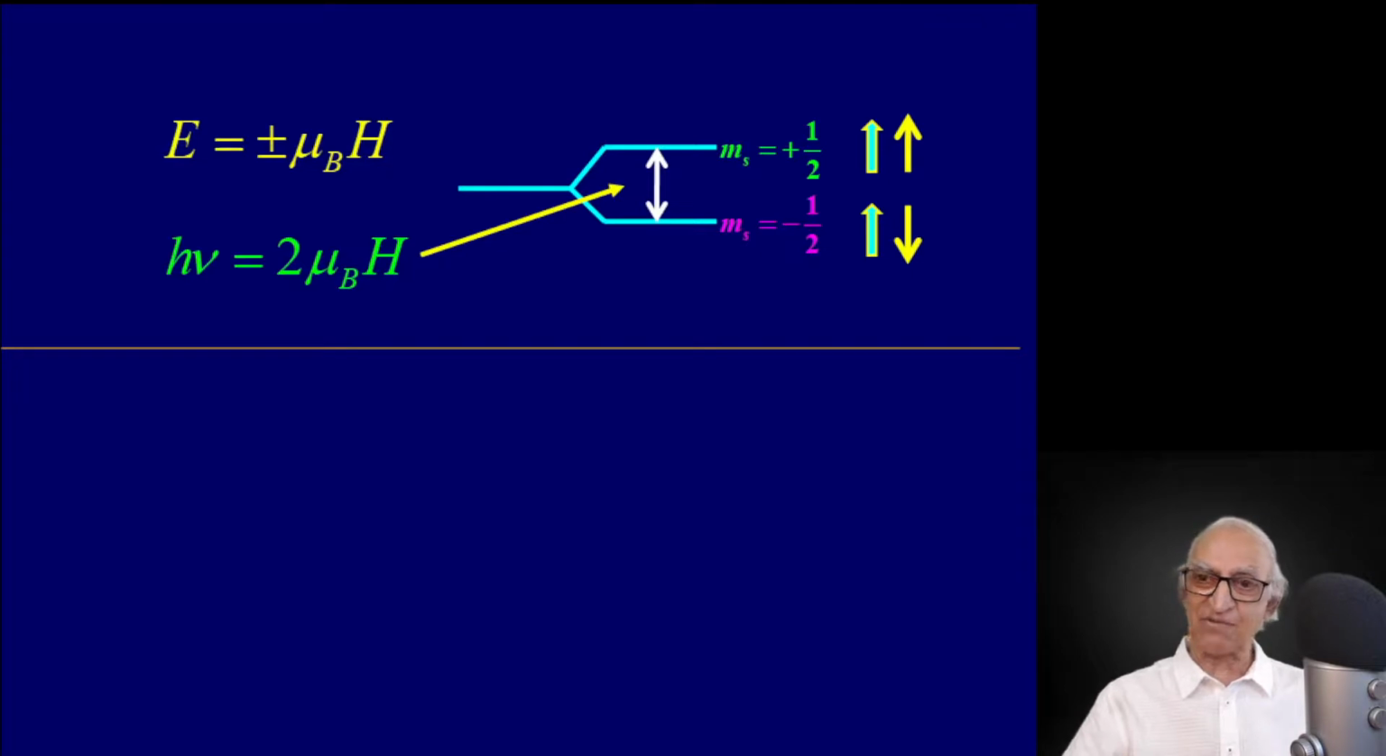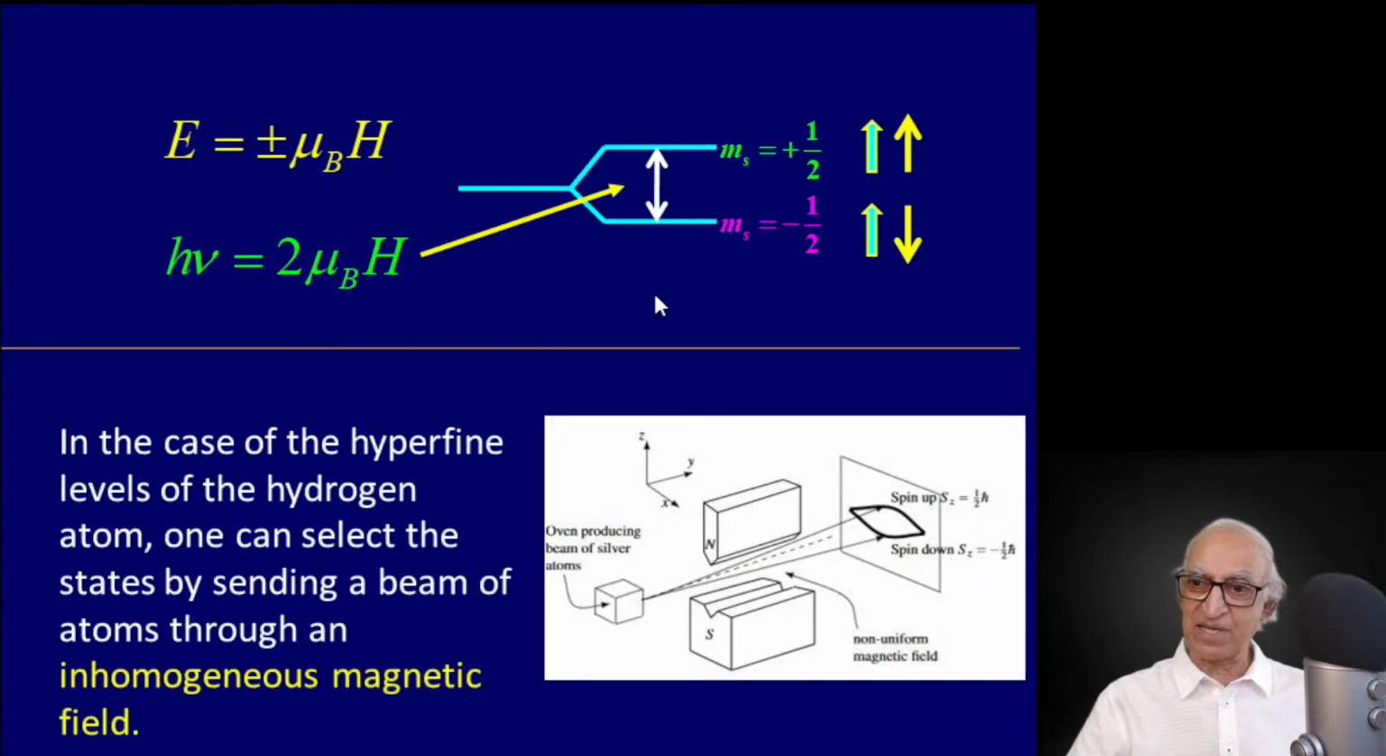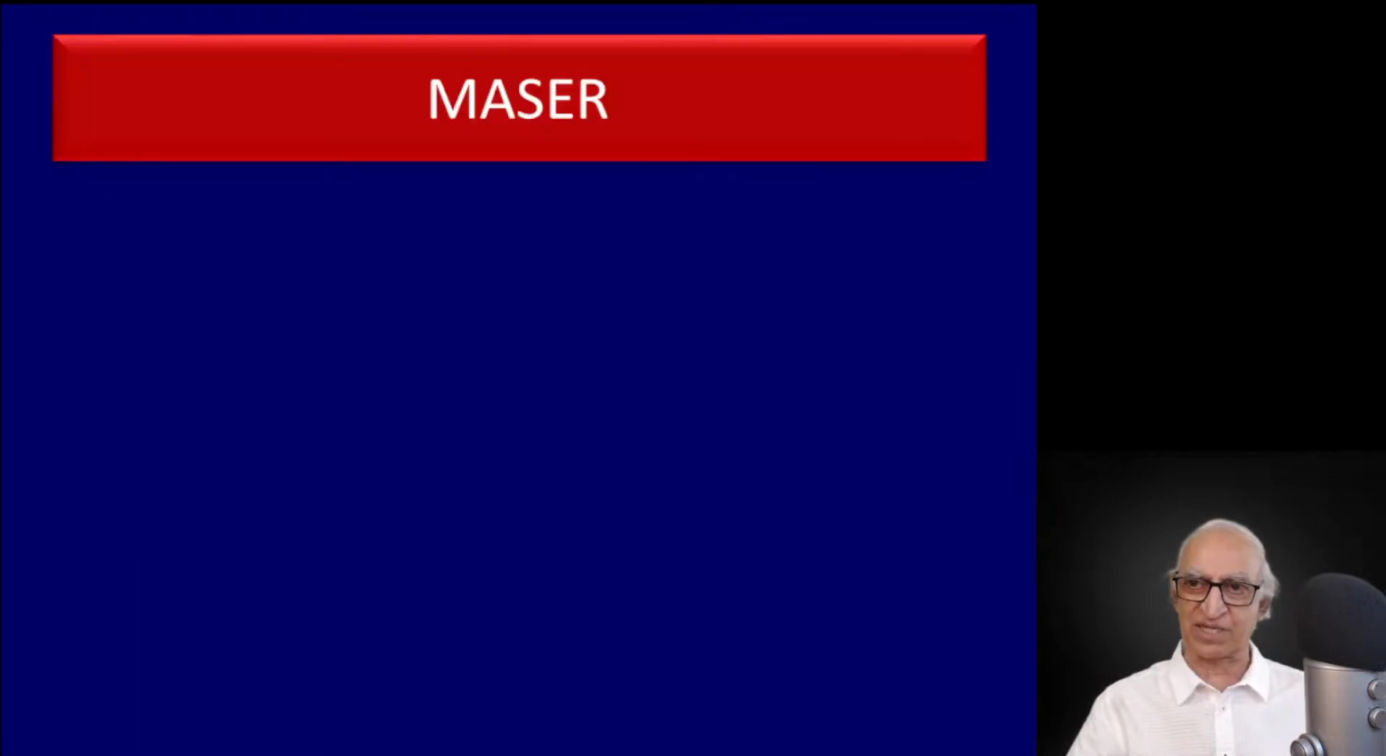In the case of the hyperfine splitting of the ground state of the hydrogen atom, the beam is made to pass through an inhomogeneous magnetic field. That's because the splitting is related to the magnetic field. So you have two magnets of some complicated geometry so that you create a gradient of the magnetic field and thereby split the beam into the upper state and the lower state.